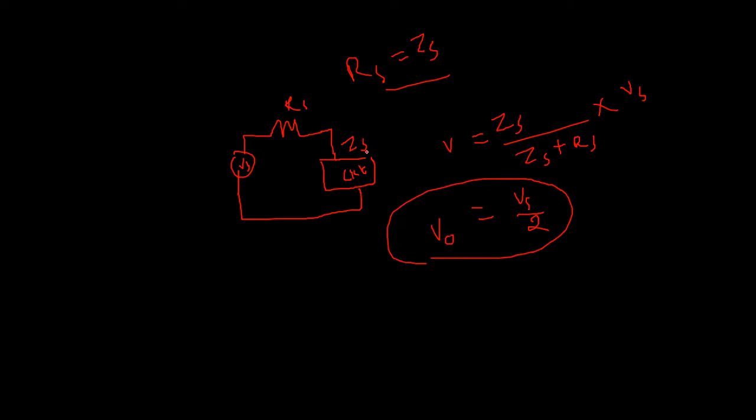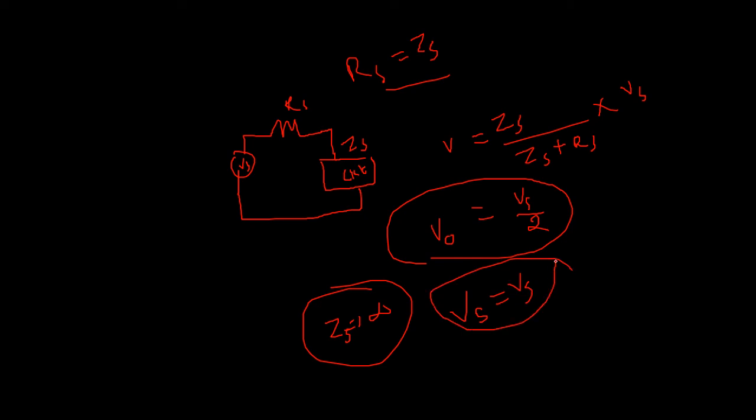So if you consider this Zs, if the impedance is infinity, then whatever voltage we apply at the input side, you will get the same at the output side. So there won't be any voltage drop at the output side. So we can use this non-inverting Opamp as a voltage follower.